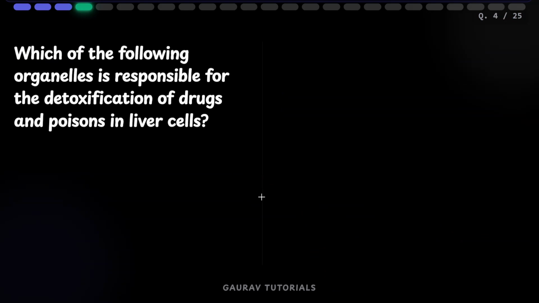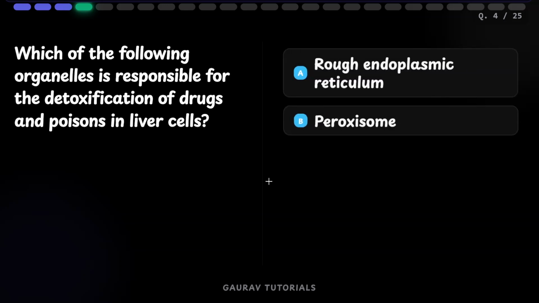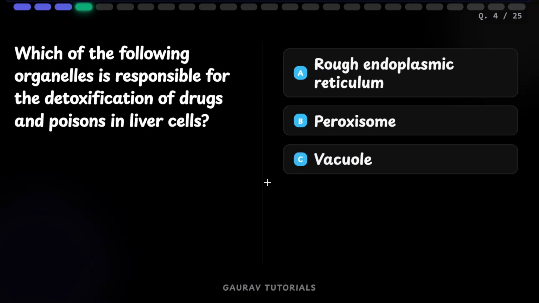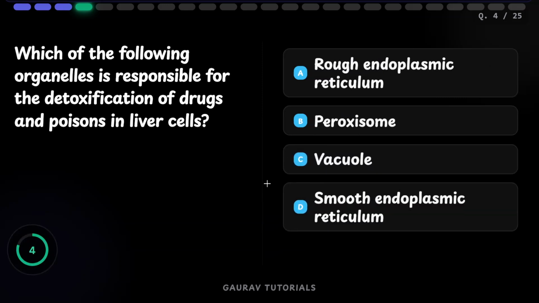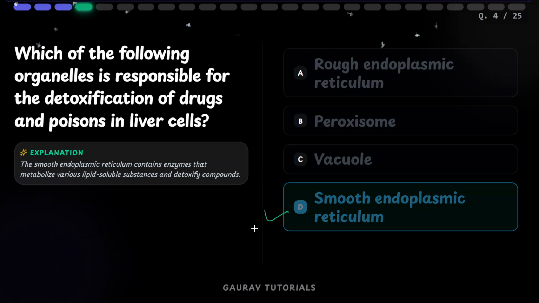Question number four. Which of the following organelles is responsible for detoxification of drugs and poisons in the liver cells? The options are rough endoplasmic reticulum, peroxisomes, vacuole, and smooth endoplasmic reticulum. The correct answer is D, smooth endoplasmic reticulum.